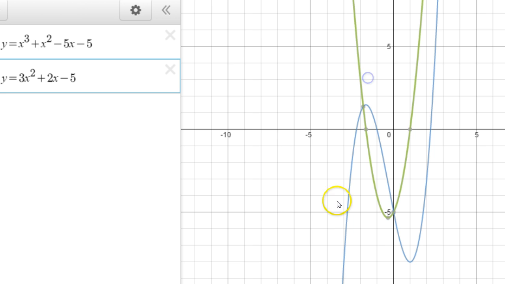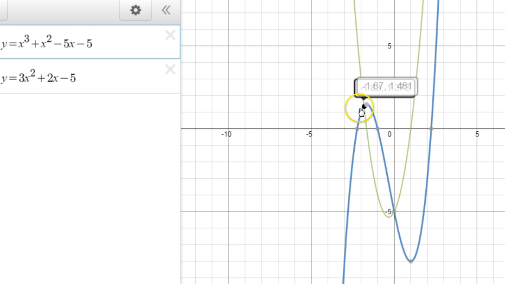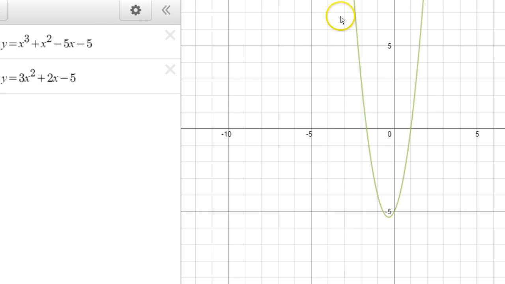Up here the derivative is positive, so that means the function is increasing. The actual function is increasing until it gets to this point, which is negative 5/3, and then it's decreasing, decreasing, decreasing. The derivative is negative, negative, negative, and then all of a sudden it goes positive again at 1, and the function starts increasing.